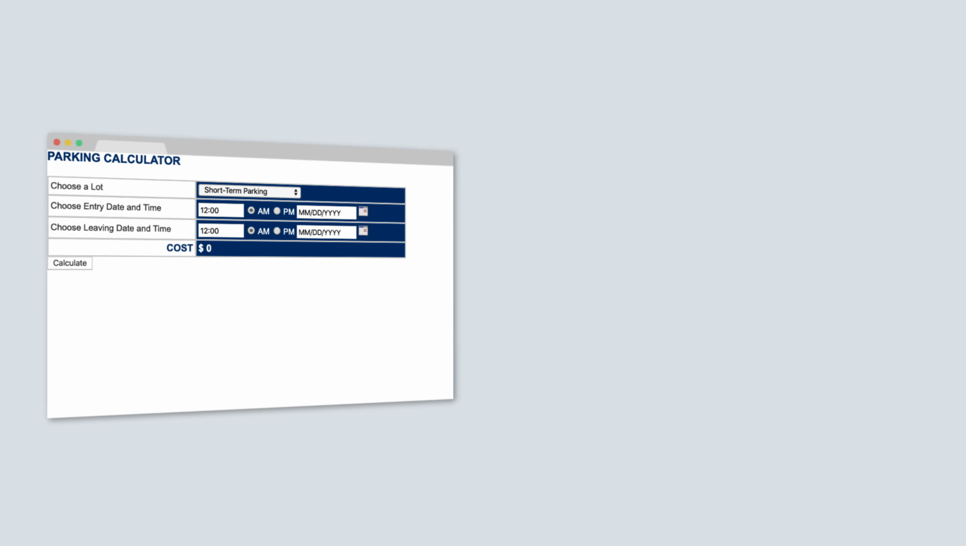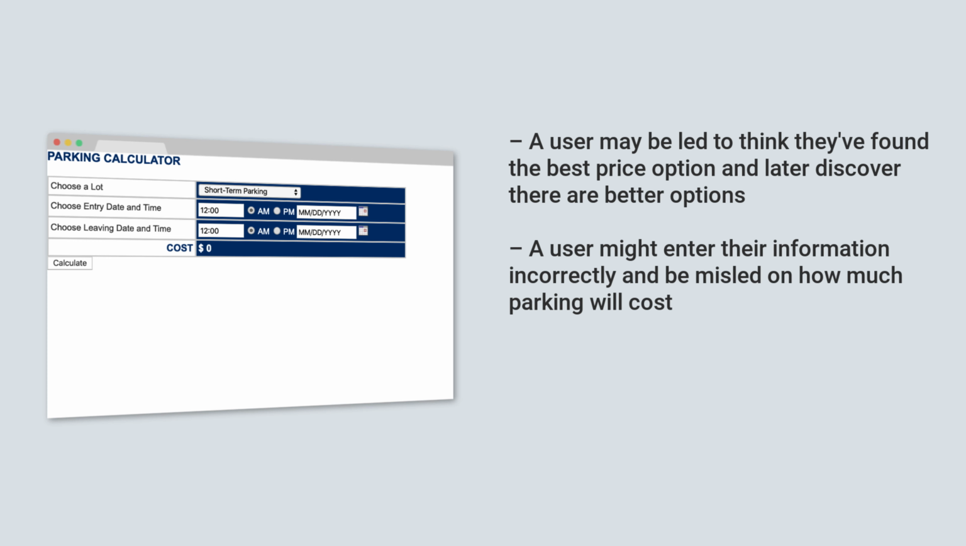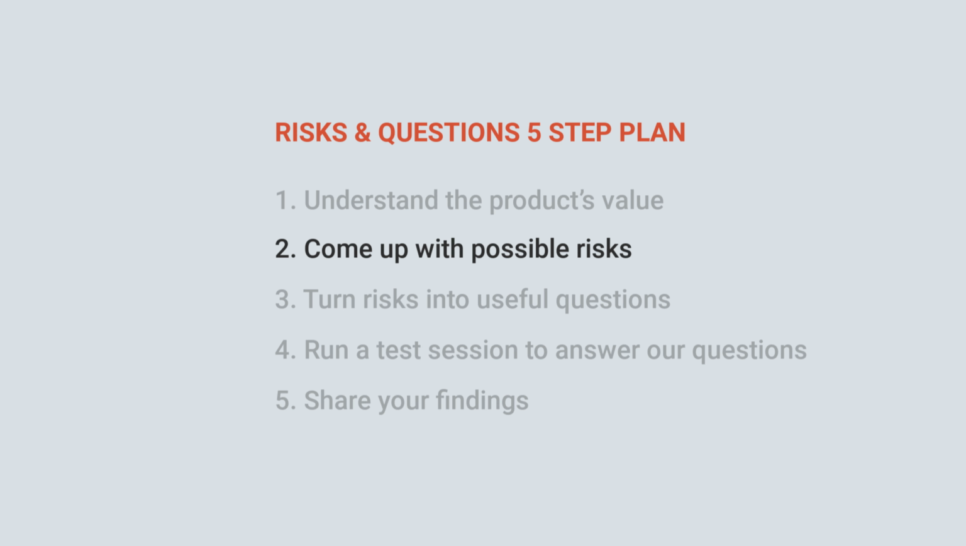Here are the risks I came up with that I think may threaten the value of this product. A user may be led to think they found the best price option and later discover there are better options. A user might enter their information incorrectly and be misled on how much parking will cost. The user might lose access to the internet due to an outage and not be able to access the app. Now that we have some risks, let's move on to the next step.